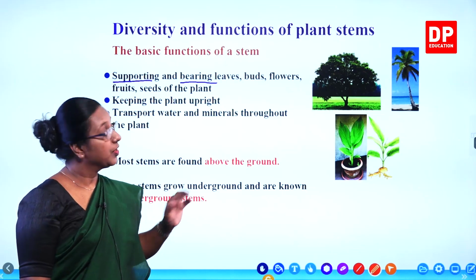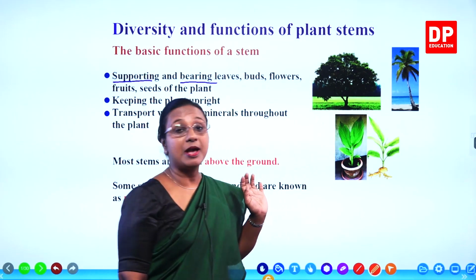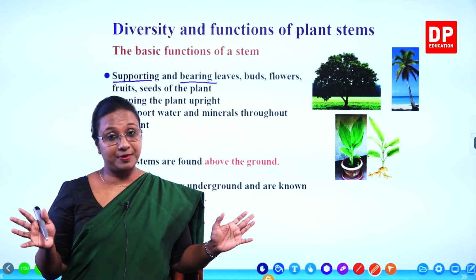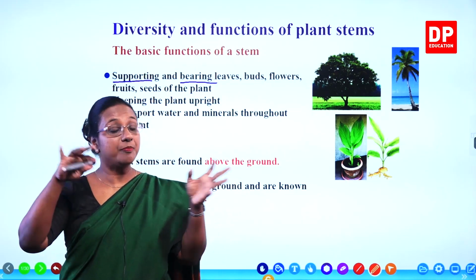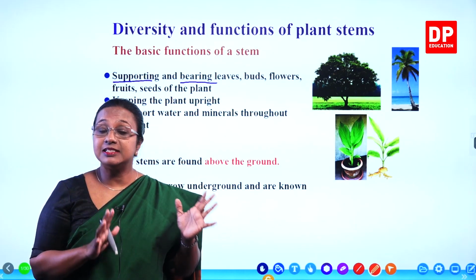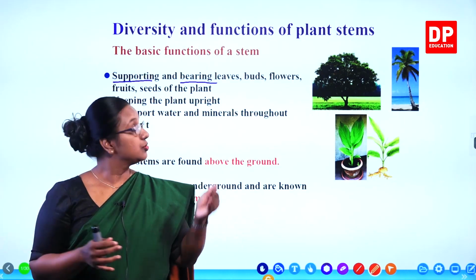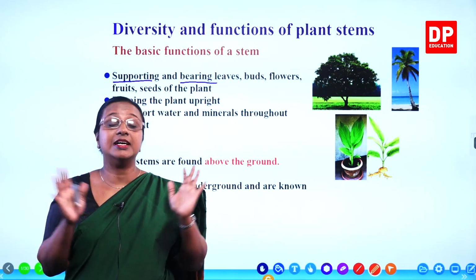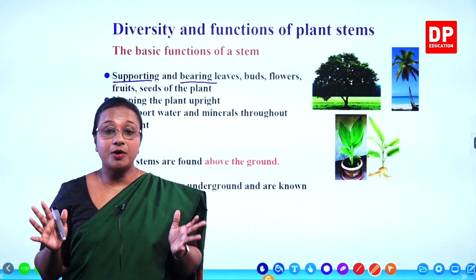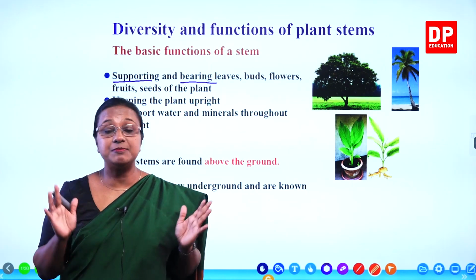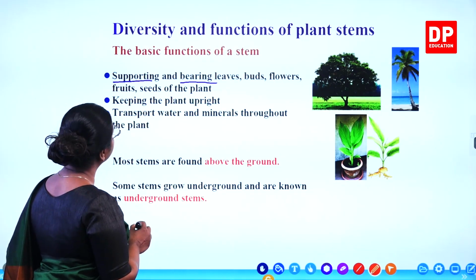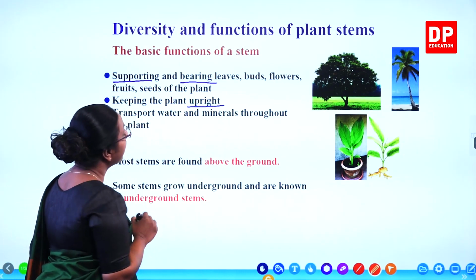If we look at the next function of the plant, you can see keeping the plant upright. So, not only supporting and bearing the different parts of the plant, the stem helps to keep the plant upright. That is why the leaves are on top. They don't fall down unless the leaf falls from the tree. Until it is attached to the tree, it's all up. Flowers, fruits, everything is attached to the branches and the stem. That is all possible because the stem keeps the plant upright. That is the second function, keeping the plant upright.